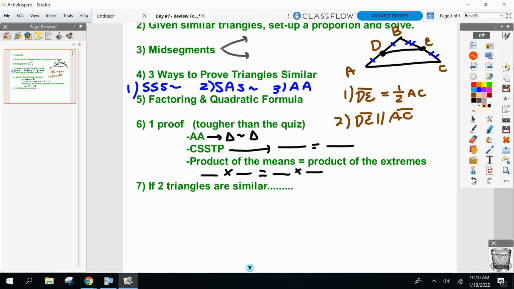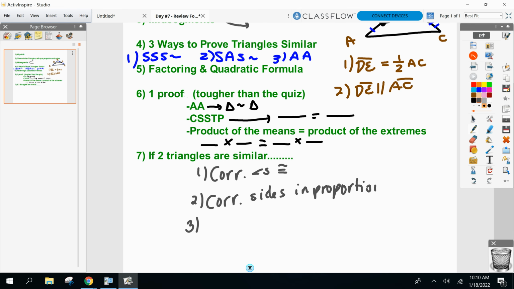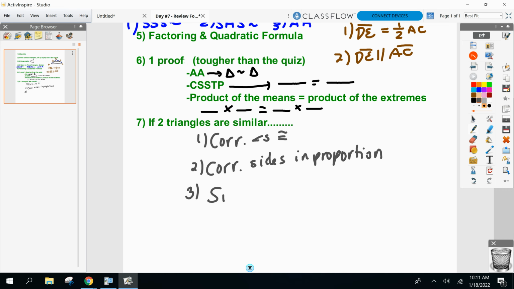And finally, if two triangles are similar, I would probably know 3 facts. If I give you at the beginning of the problem, hey, these two triangles are similar, what do you know about the angles? Corresponding angles congruent. Corresponding sides, not congruent, but in proportion. And finally, side ratio is the same as what other ratio? Perimeter ratio. There we go.